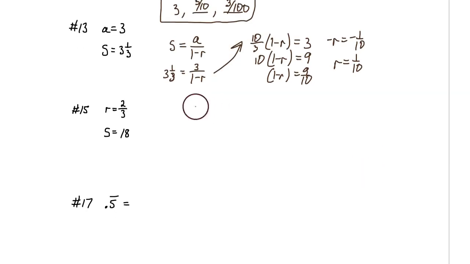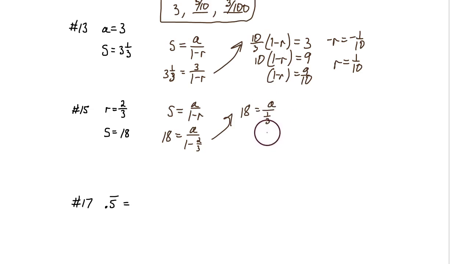Number 15, a very similar problem, but this time we know the value of r, we don't know a. But let's use the formula again. For the letter S, fill in 18. For the letter R, fill in 2/3. So this makes 18 equals a over 1/3. Now multiply by 1/3 on both sides, we have 6 is equal to a. So now we know the first number is 6. And if r is 2/3, we can multiply that by 2/3 to get the next number. 2/3 of 6 is 4. And then 2/3 of 4 is 8/3.